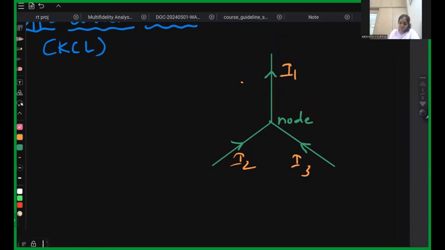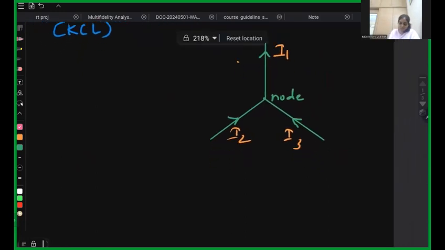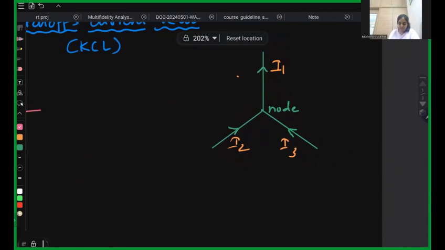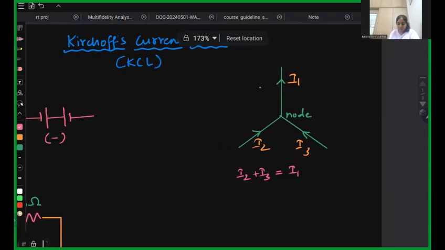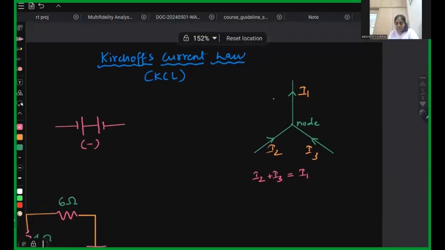As you can see in this diagram, there are two currents I2 and I3 which are entering the node. Junction and node have a similar meaning. So we can write I2 plus I3 is equal to I1, or the summation of I1, I2, I3 is equal to 0. This is the basics of Kirchhoff's current law.